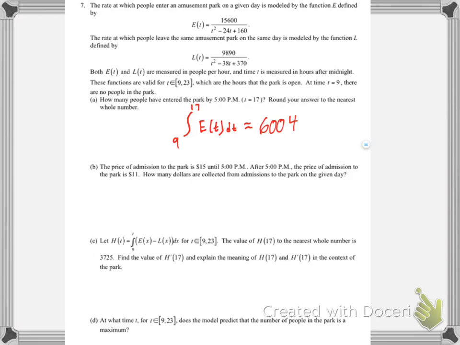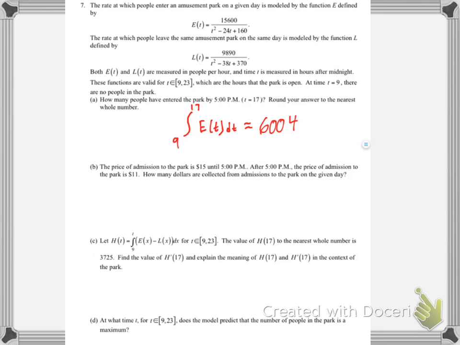So, how many people have entered the park until 5 p.m.? Round your answer to the nearest whole number. Remember, the park's open only from 9 to 23. Time equals 9, there's nobody in the park when they open, and 23 is like 11 o'clock at night. They're using the 24-hour clock. But we're interested in how many people enter the park from opening until 5 p.m. So that's 9 to 17. Use the entering function, integrate, use your calculator: 6,004 people.